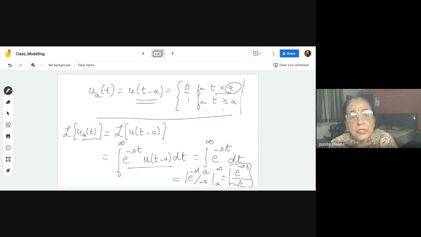So if your step is at 1 unit, it's going to be e to the power minus s by s. If your step is at 2 units, and so on and so forth. So this becomes the Laplace transform, and this you can see is your last entry in the table. Right?